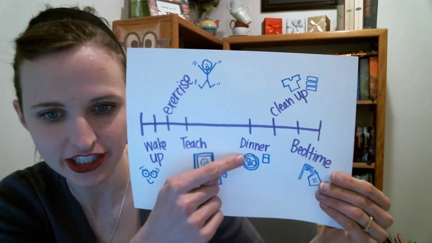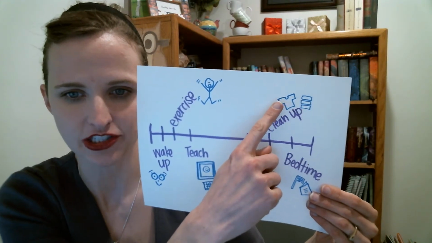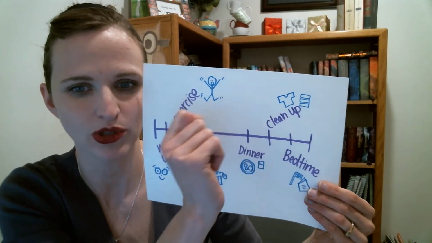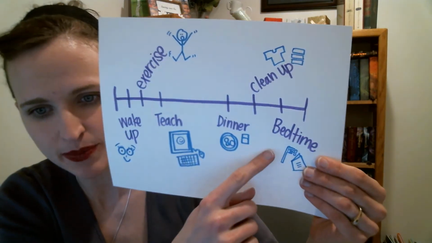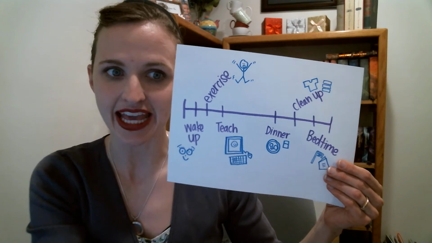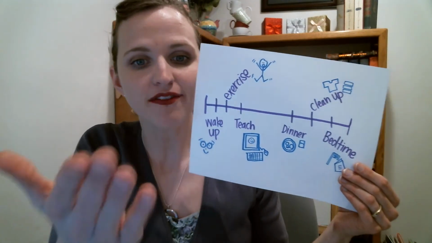And then I have dinner. And then I clean up. I drew a picture of a shirt and some piles of clothes because that's something I have to do at night as I fold laundry. So I clean up, and then it's bedtime. That's when I brush my teeth and read a book. This is a timeline of my day. That is one of the projects you can do. You can make a timeline of your day.